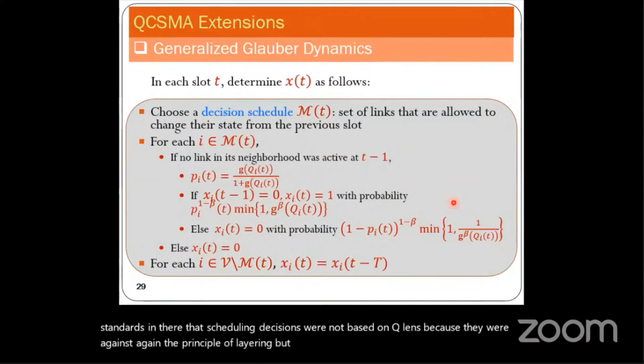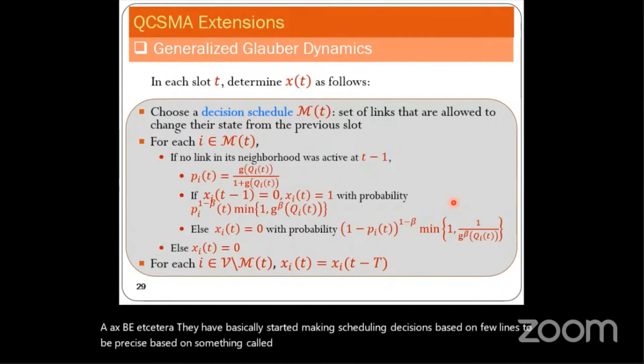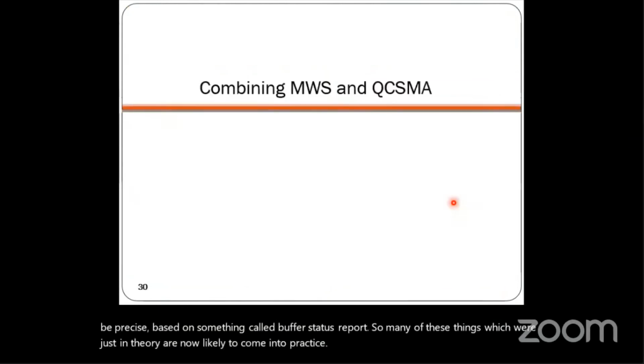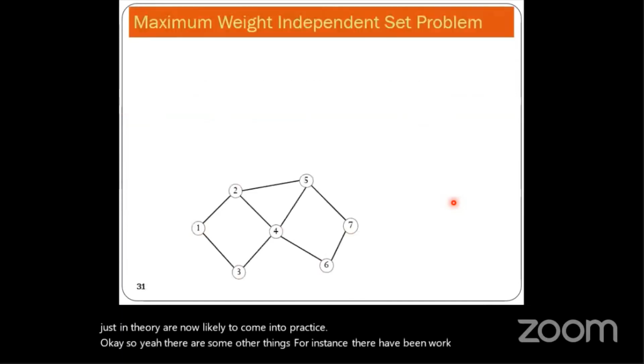But more recent Wi-Fi standards, for instance 802.11ax, be, etc., have basically started making scheduling decisions based on queue lengths. To be precise, based on something called buffer status report. So many of these things which were just in theory are now likely to come into practice. Okay, so there are some other things. For instance, there has been work on combining the two algorithms and so on.